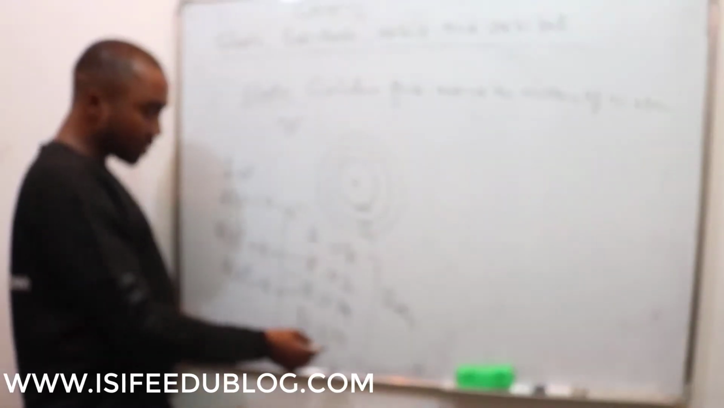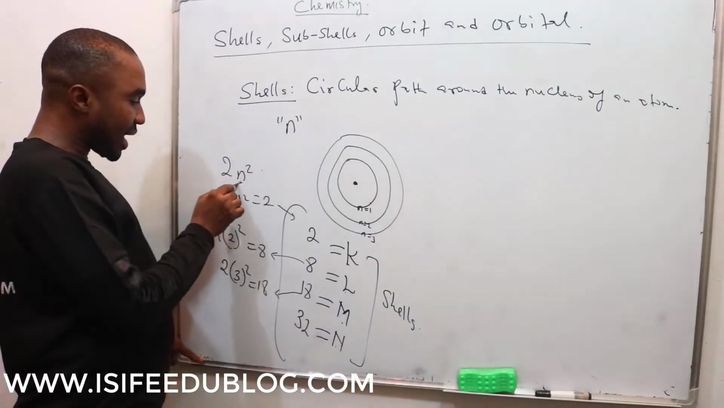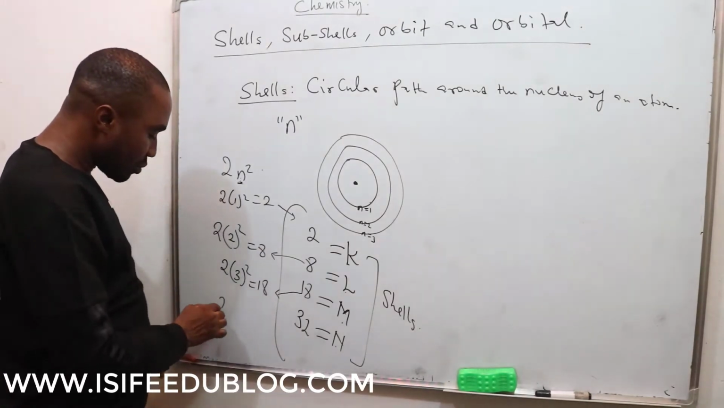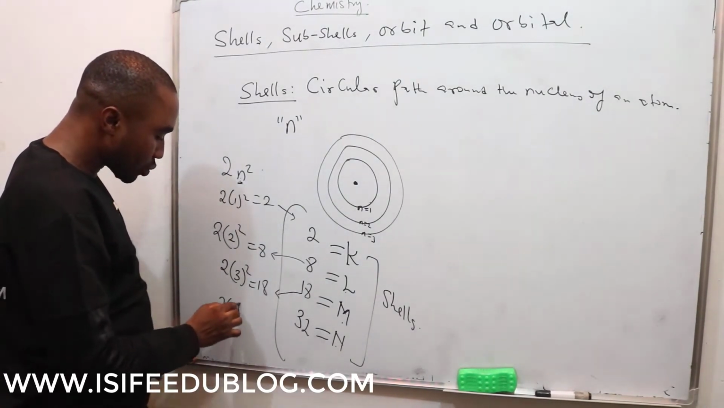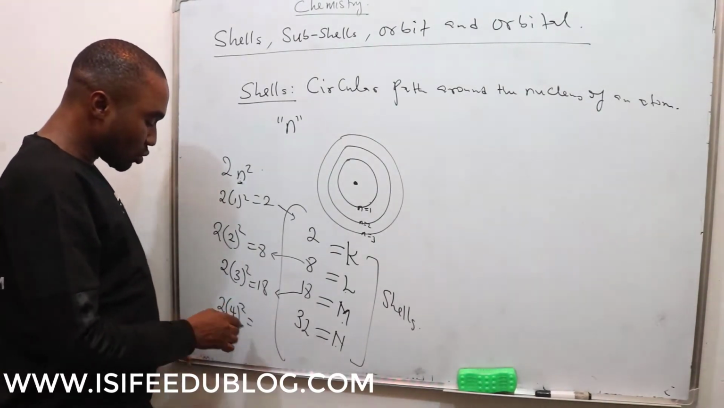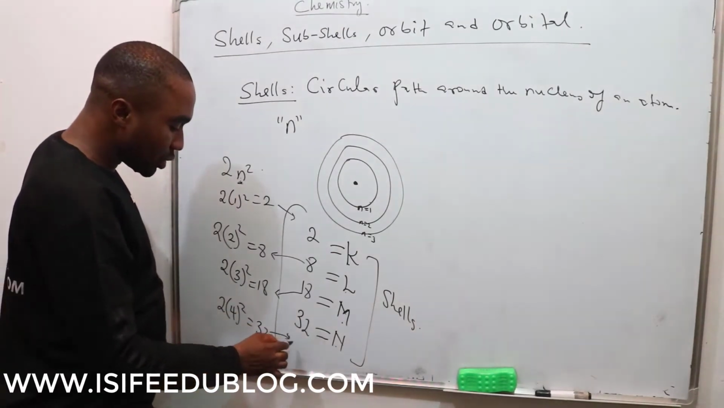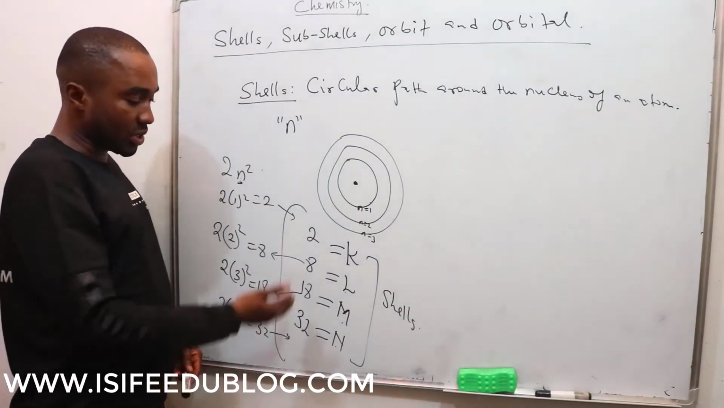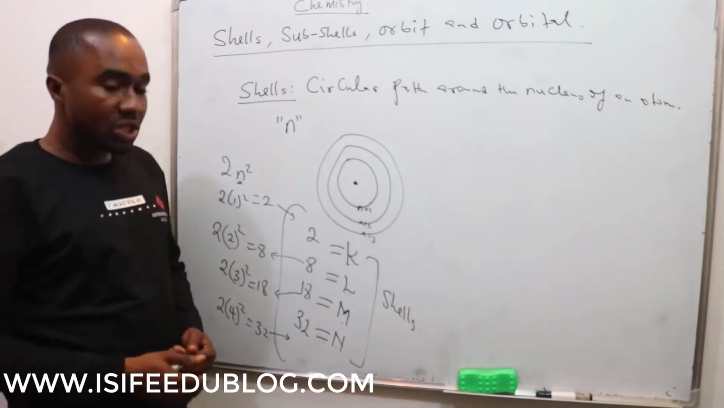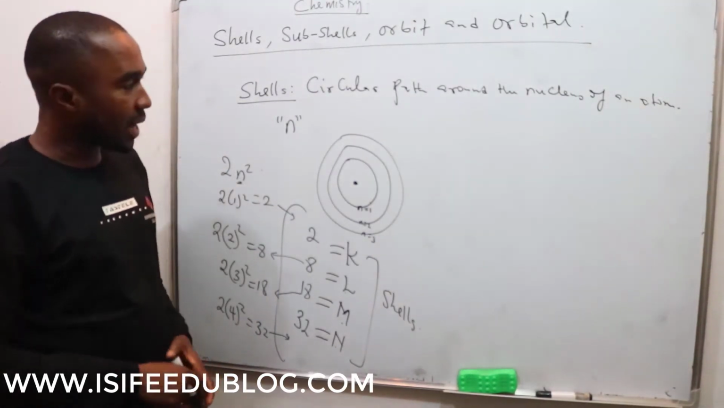So the next one is 4, and that means that n is equal to 4. That will be 2 times 4 squared. 4 squared is 16, and 2 times 16 will give you 32. That is how we get this 32. So these are the maximum number of electrons each of the shells can have.